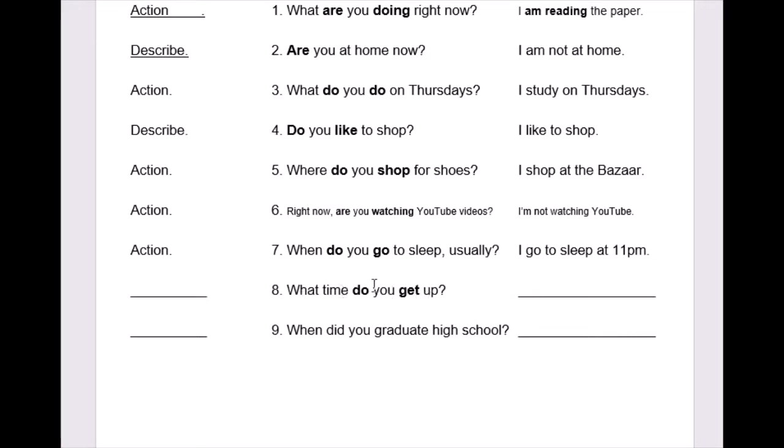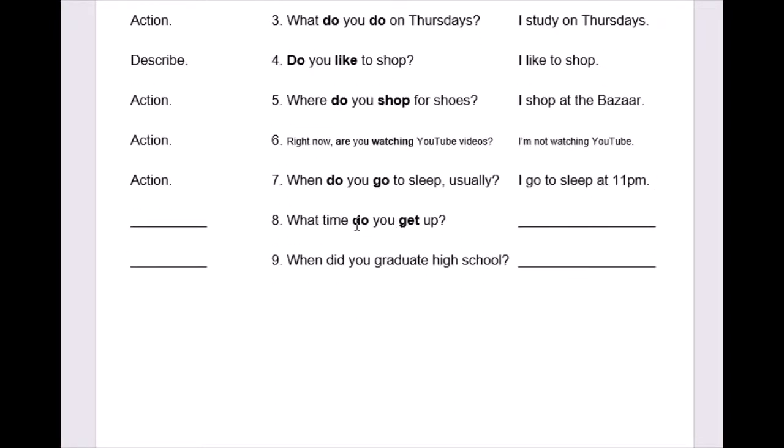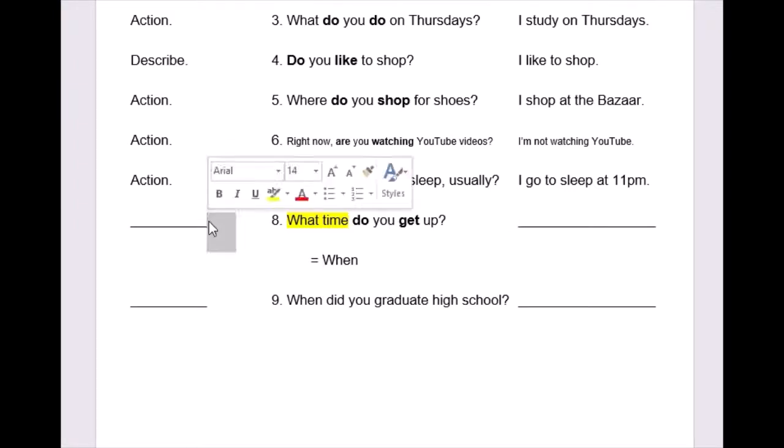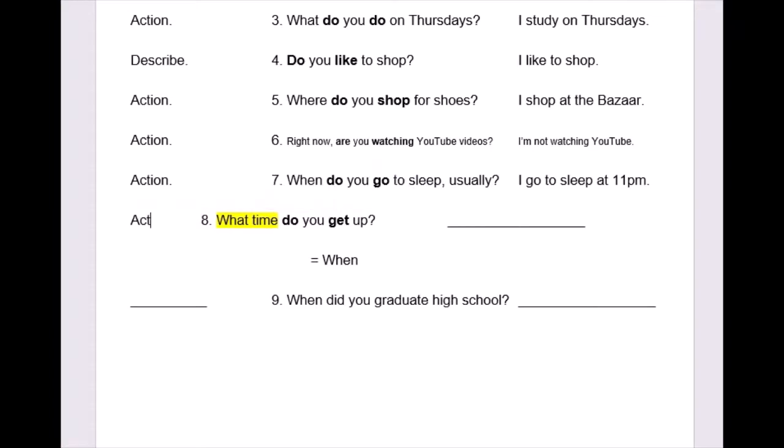Number 8, what time do you get up? What time do you get up? So what time, this means the same thing as when, okay? So that's important to know. Well, it's the same as number 7, except what time do you get up? That's like wake up or get out of bed. I get up at 6 a.m. Okay.